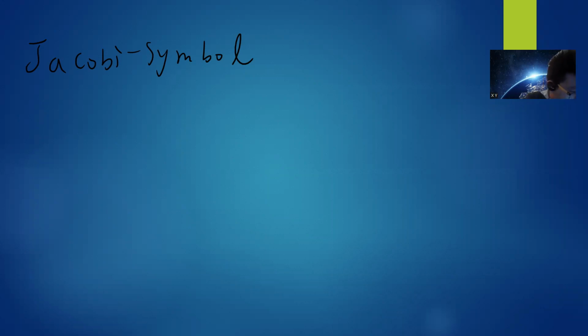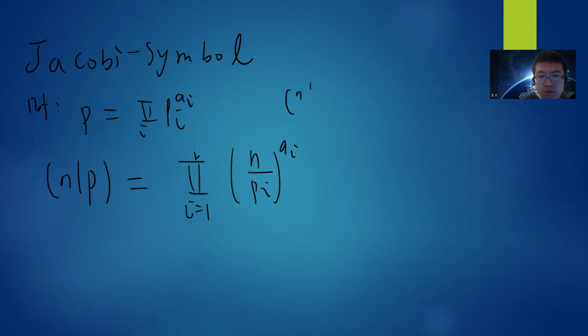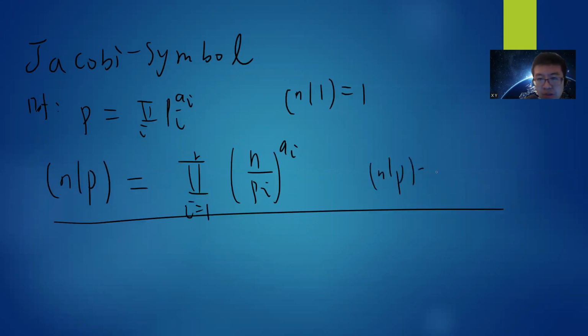And so the idea is that the definition: if n is a positive integer, we can factorize it into prime numbers. And the Jacobi symbol is very simple. It is defined to be the product over i from 1 to r of the Legendre symbol, which is plus or minus 1, all multiplied together. Usually we define (n/1) to be 1. So this Jacobi symbol is either plus or minus 1 or 0.